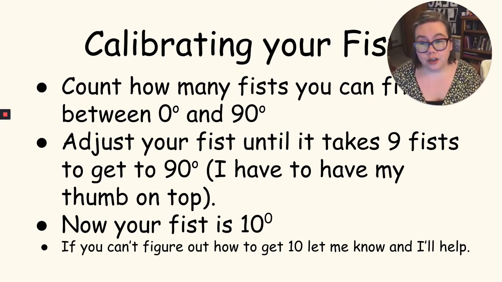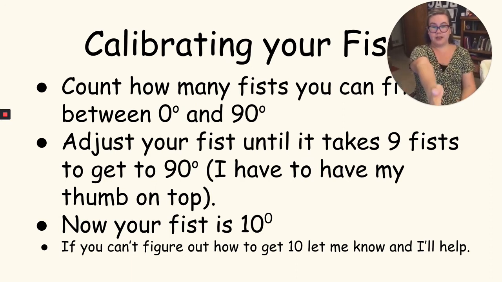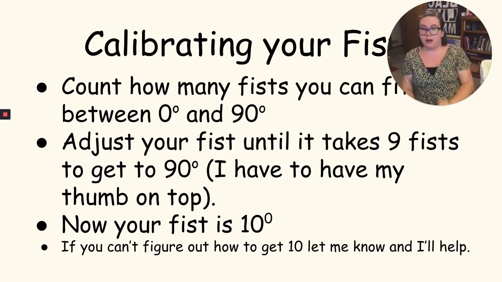So what you need to do is count how many fists you can fit between 0 degrees and 90 degrees. So 0 degrees is straight out at the horizon in front of you. You can't really do this inside. You do need to go out somewhere that you can see a horizon, the difference between the ground and the sky. And then you need to count your fists from 0 starting at the ground, and you can stack them on top of each other like this. And you want to keep doing that until you're all the way straight above your head.